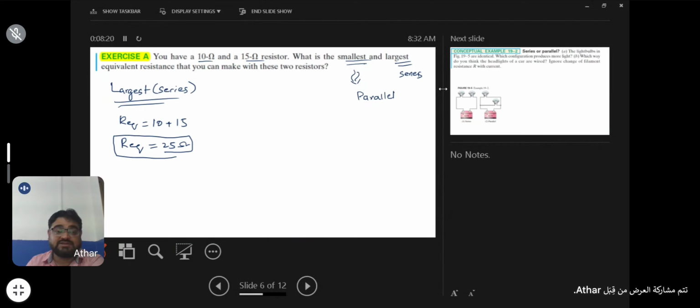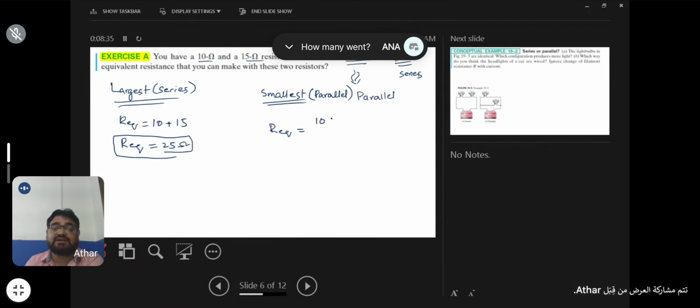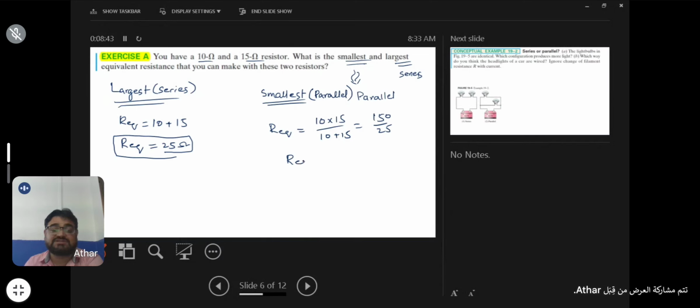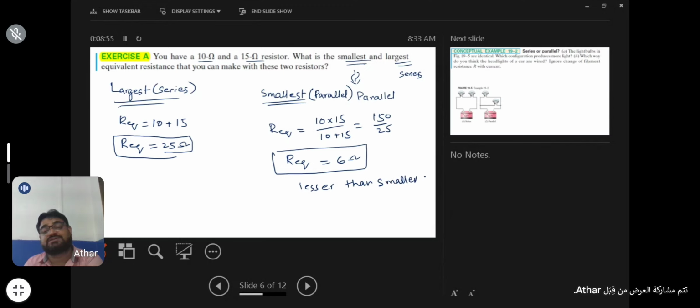And this answer, 25 ohm, is more than 15 and 10. Just add it up. But the smallest value here is for parallel combination, as I told you. So when you are using two resistances in parallel, you can directly say R equivalent is 10 times 15 over 10 plus 15. So this will be 150 over 25, and your answer is 6 ohm. And you can see this answer is lesser than the smaller resistance. What was the smaller resistance? That was 10. The answer is less than 10.